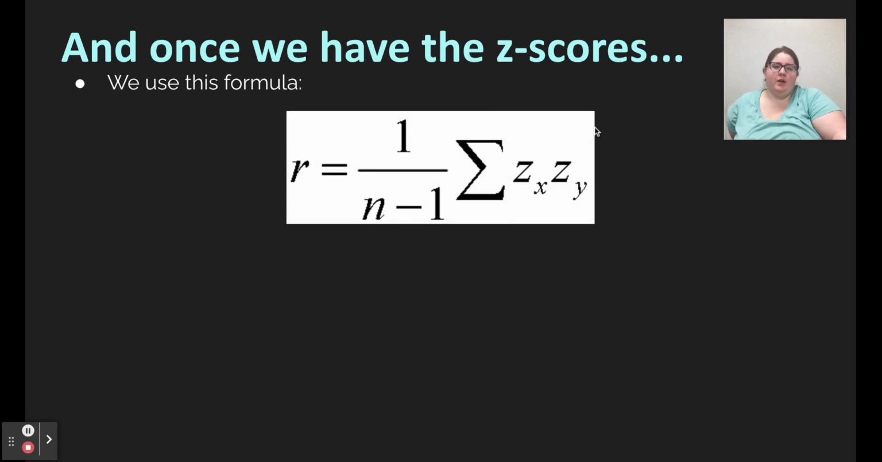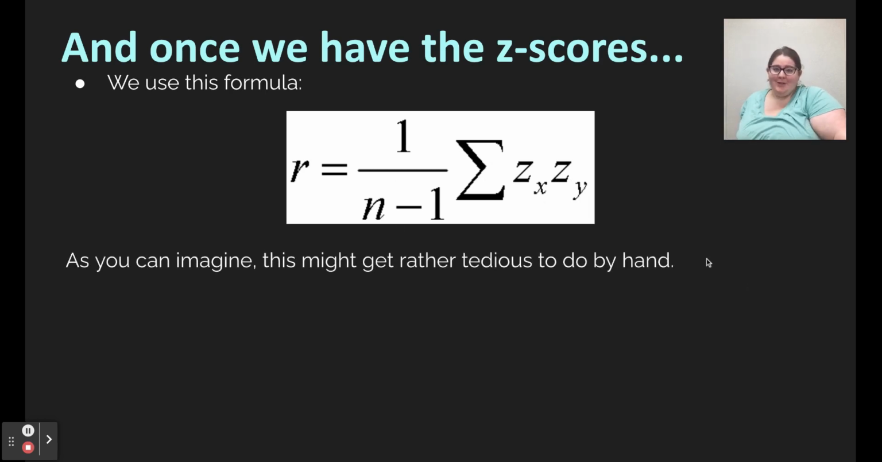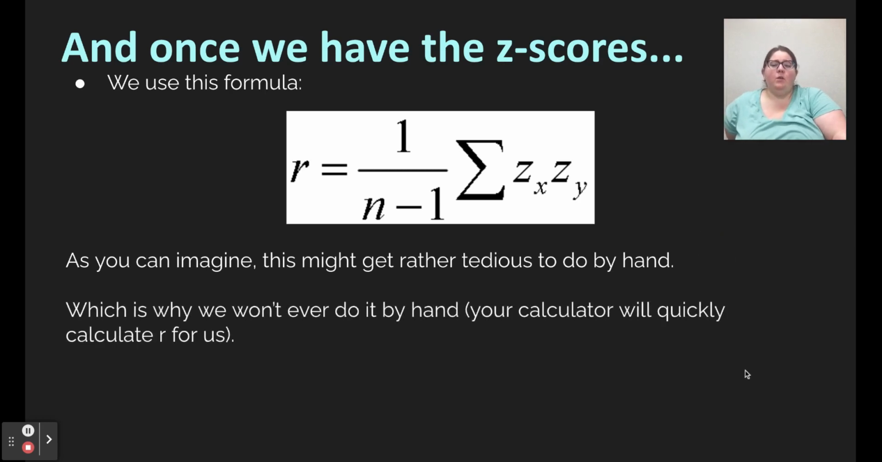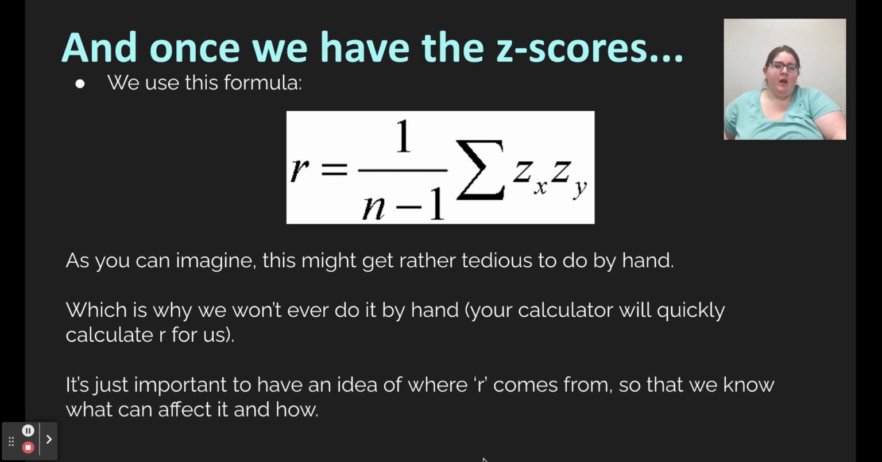So it's 1 over n minus 1 times the summation of the z for x times the z for y. So for every point, we do zx times zy. We add all those values together for all of the points, and then we divide by n minus 1. That is never something that we're going to do by hand because it's very tedious. Our calculator does it perfectly well. We'll talk in class next time about how we do it with our calculator. But it is good to know where R comes from.